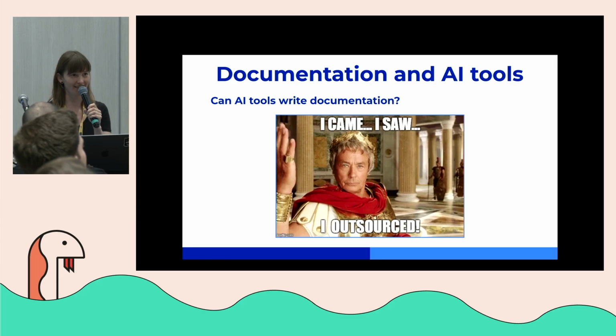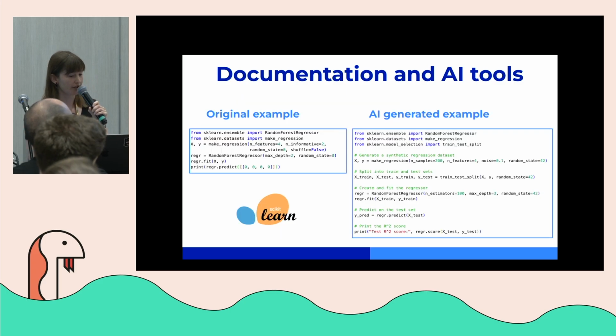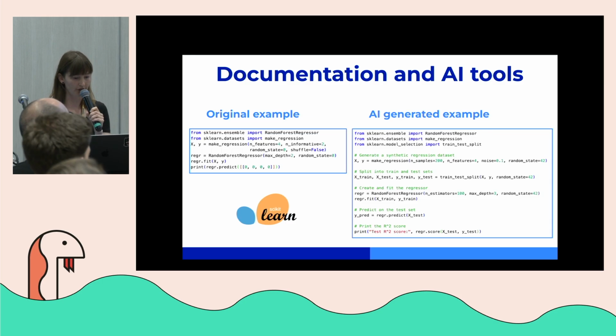And so now, I think the most interesting part maybe, the question: can AI tools write documentation? Can we just outsource writing documentation? And so what I did was I went into the scikit-learn library and I deleted some documentation and I said to GitHub Copilot, please write me some documentation. So first of all, I deleted the example docstrings from the random forest regressor in scikit-learn. It's the same example that I just showed before. And then I said to GitHub Copilot, okay, please write a small reproducible example of how to use a random forest regressor. And so this is what came out.